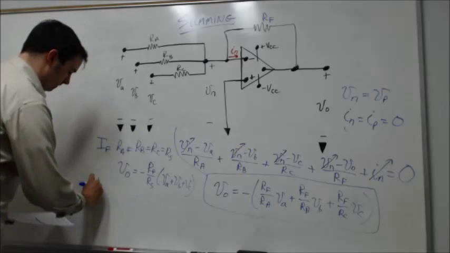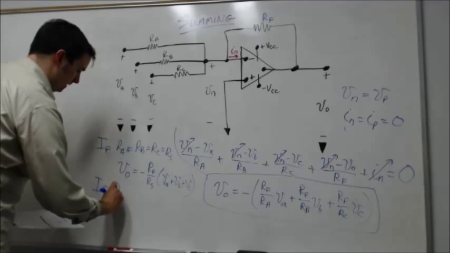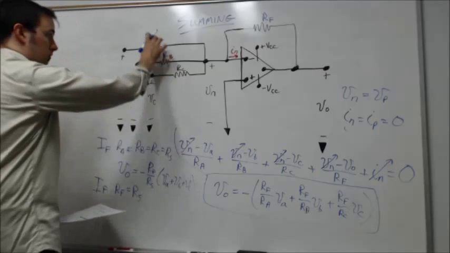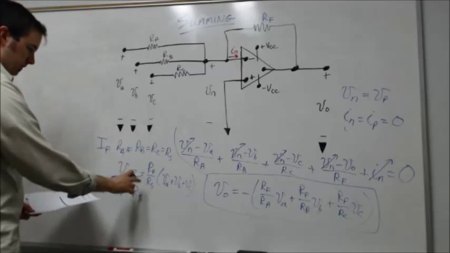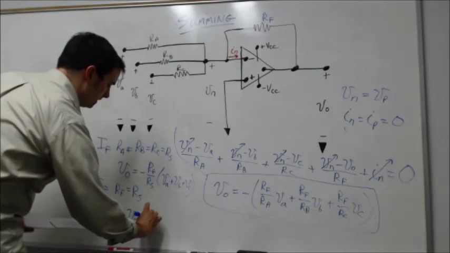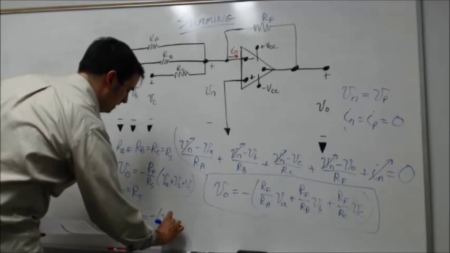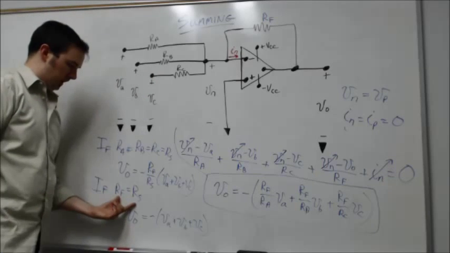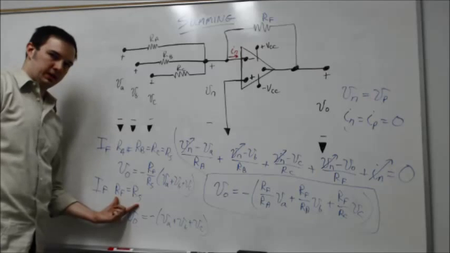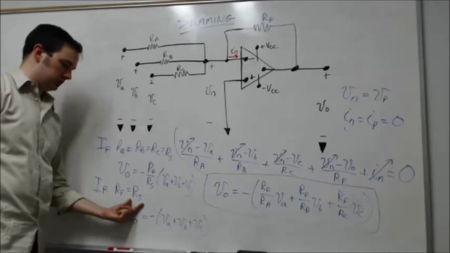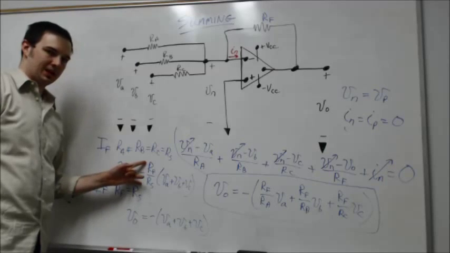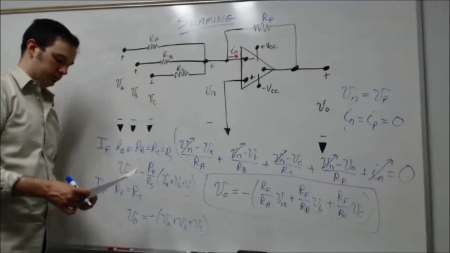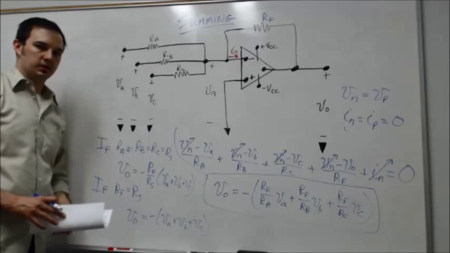And then further, if RF, this feedback resistor right here, was equivalent to whatever these resistors were, then this would further simplify to just V naught equals minus VA plus VB plus VC. That's somewhat obvious, in that by making the feedback resistor equal to each of my input resistors, I'm simply turning this gain down to unity, so I'm not getting any gain. I'm simply adding my input voltages, as it were. And that's the basic idea behind the summing circuit.